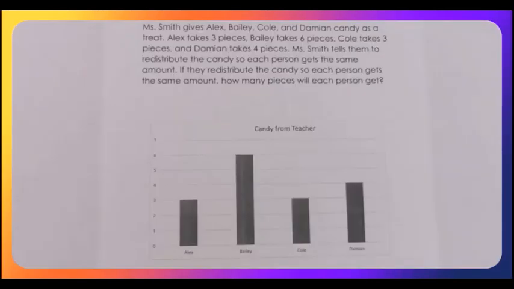We've looked at what the leveling off strategy would look like at the concrete level. Let's look at it at the representational level. So we have the same problem about Ms. Smith and her students with the candy, but we can see that we have a representation of that data in a bar graph.